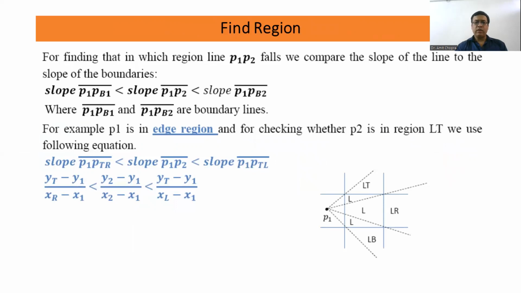Now, in order to find the region, we use the slope of the boundaries, like slope P1PBL must be less than slope P1P2, which must be less than slope P1PTL, where P1PBL and P1PTL are boundary lines. For example, P1 is in the edge region, and for checking whether P2 is in the left region, we use the following equation: slope P1PTR less than slope P1P2, and it must be less than slope P1PTL. Now we will get the equation like this: (YR minus Y1) divided by (XR minus X1) must be less than (Y2 minus Y1) divided by (X2 minus X1), and this must be less than (YT minus Y1) divided by (XL minus X1).